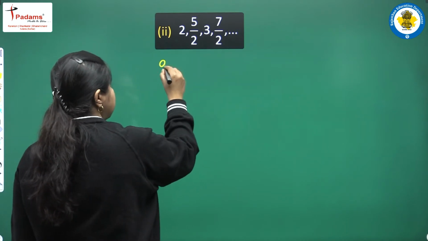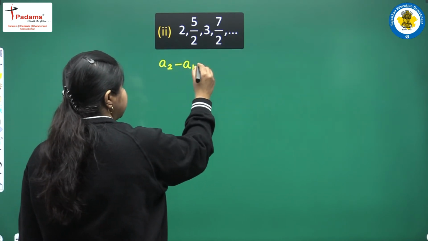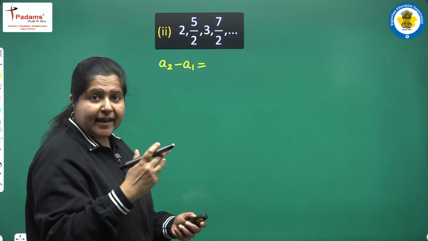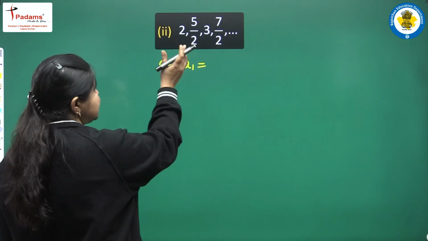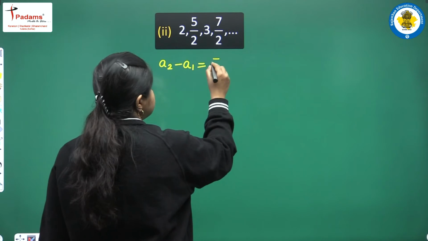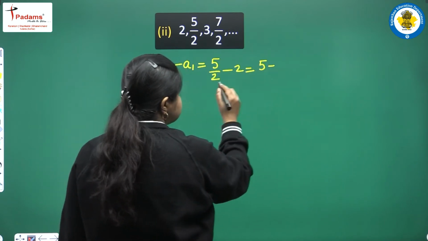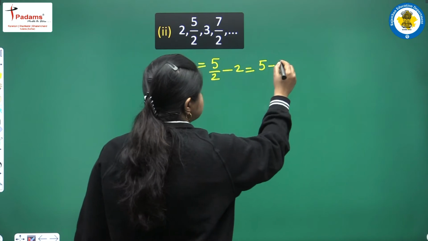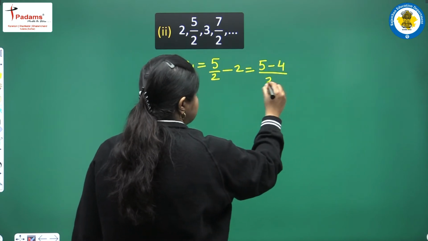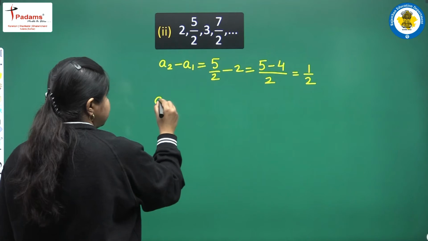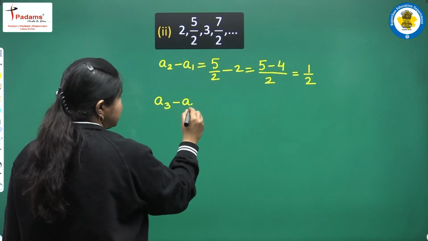सो लेट अस फर्स्ट फाइंड A2 माइनस A1. हम चेक कर रहे हैं कि क्या दो लगातार आने वाली टर्म्स के बीच में डिफरेंस सेम है या नहीं है. तो पहले हमने ली फर्स्ट टू टर्म्स A2 माइनस A1. इट विल बी 5/2 माइनस 2. दिस विल बी 5 माइनस, यहाँ से ये 2 मल्टीप्लाई हो जाएगा, 2 2s are 4 and upon 2. This will be 1/2.